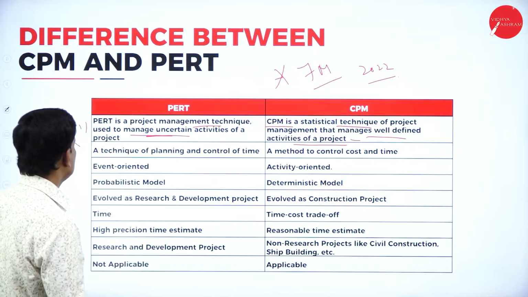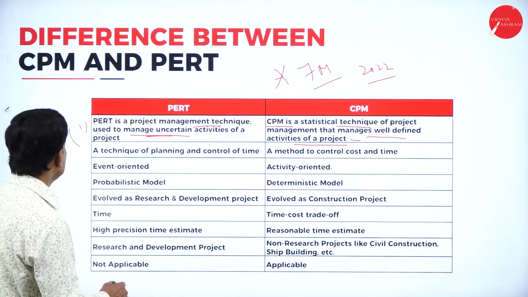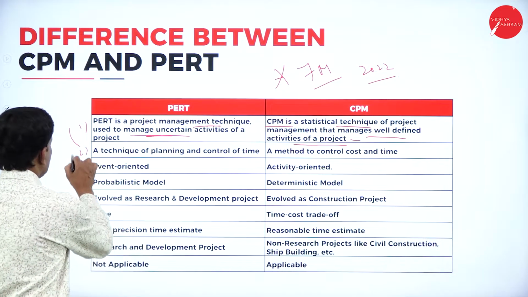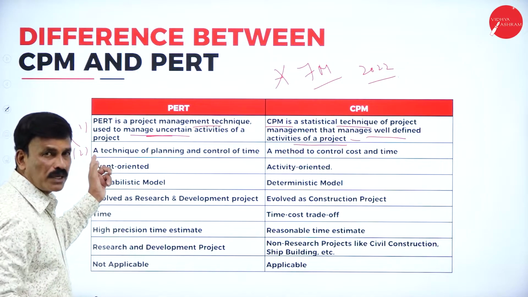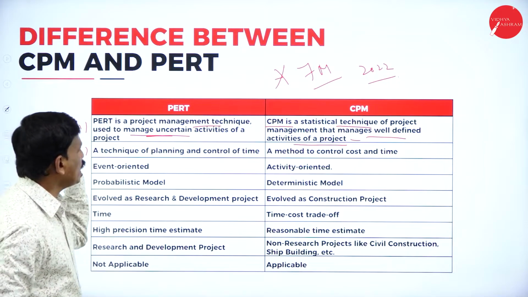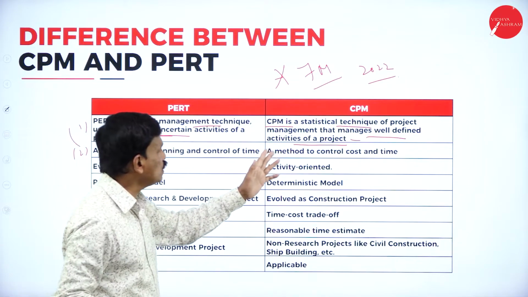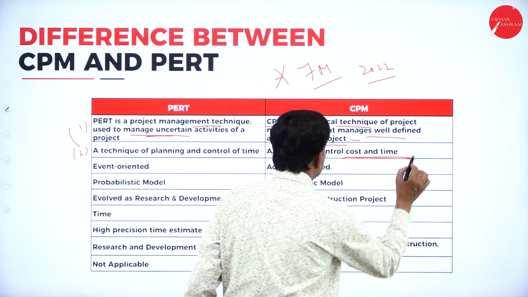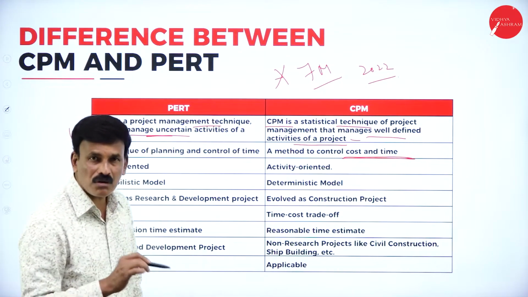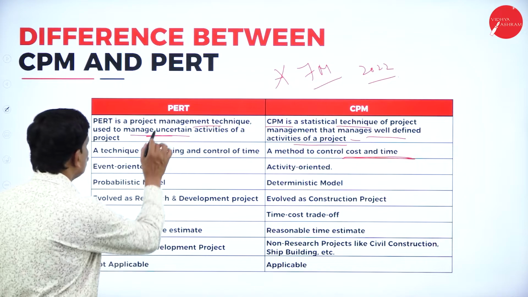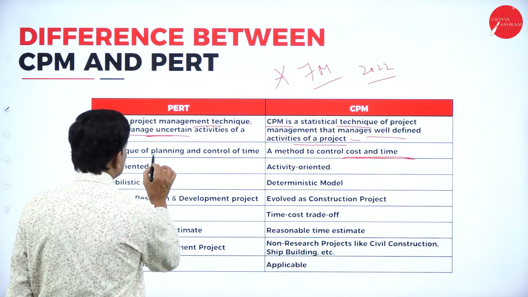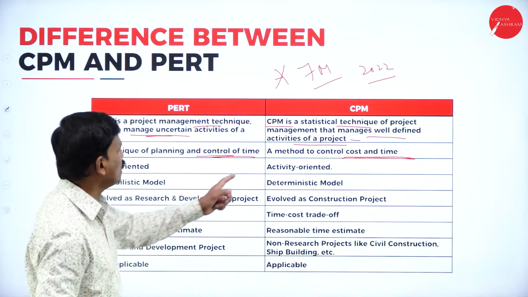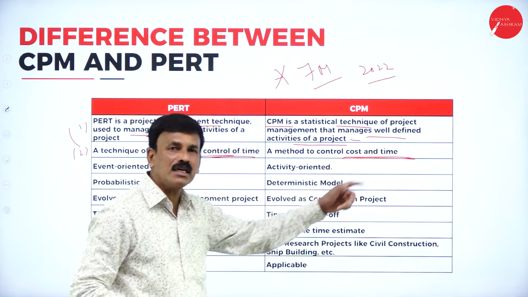Okay. Now let us come to the second point. PERT is a technique for planning and controlling time. What is CPM? It is a method to control cost and time. So PERT is a technique of planning and control of time, whereas CPM is for control of cost and time.